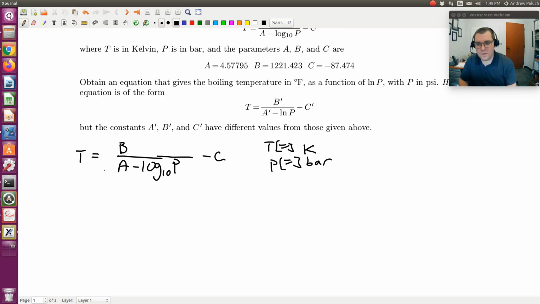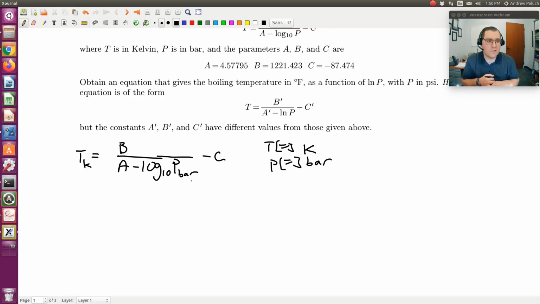Okay, so what I'm going to do is take my starting equation and write T with a subscript of Kelvin, and P with a subscript of bar to remind myself of the units. And remember again, essentially we have a function where I input pressure in bars, out comes temperature in Kelvin. I want to tweak this so that I can put in a pressure in PSI, get a temperature out in degrees Fahrenheit, and then also within the equation we want to change from using log base 10 to using log base e. So essentially we have three conversions: temperature, pressure, and the base of the log, and we've just got to go through it one at a time.